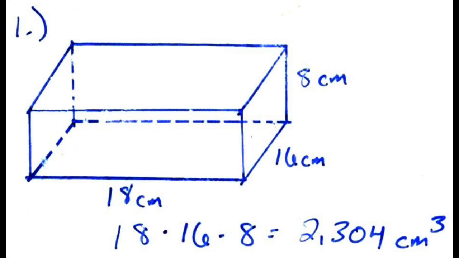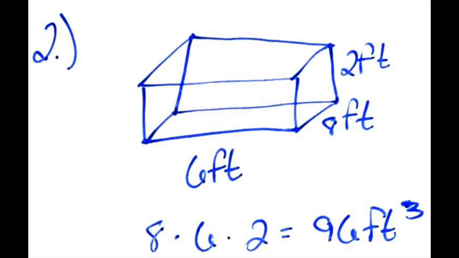And then if we look at number 2, it's pretty much the same thing because, again, it's a rectangular prism. So we're going to take 8 times 6 times 2. So that will give us 96, in this case, feet cubed.